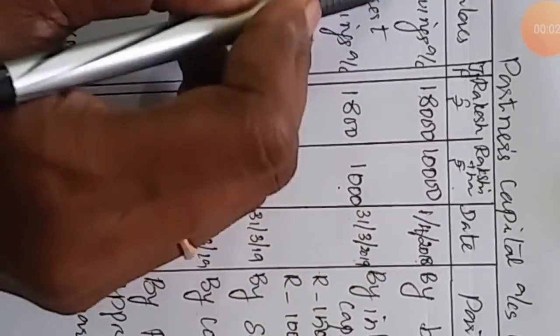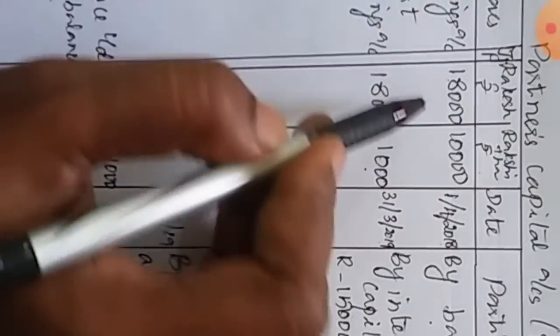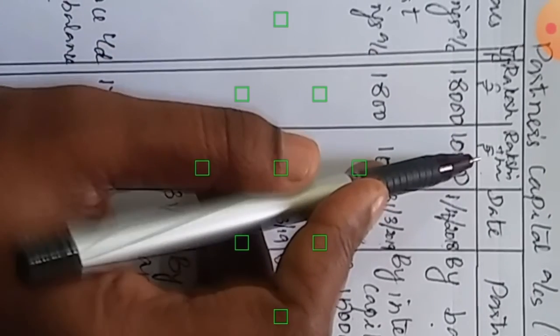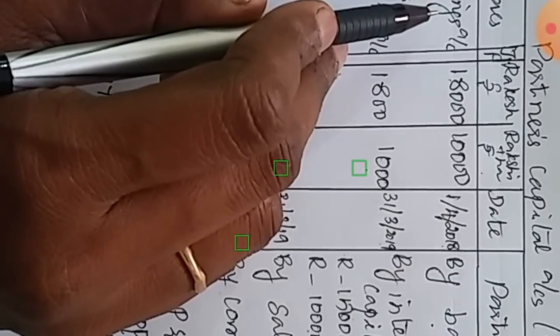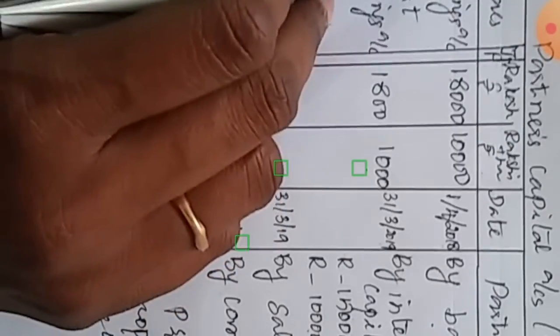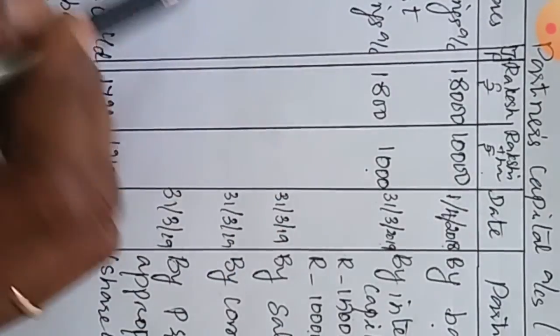Now, P&L appropriation account, share of profit: 20,000 for whom? Rakesh. 12,000 for whom? Rakshita. So these are the credit values we have entered. Now we write the debit. See here, this is about drawings. What is given in the question? 18,000 for Rakesh, 10,000 for Rakshita. Drawings is a debit value, so we show these drawings on the debit side.